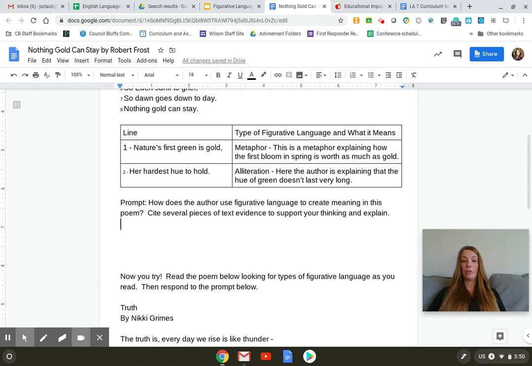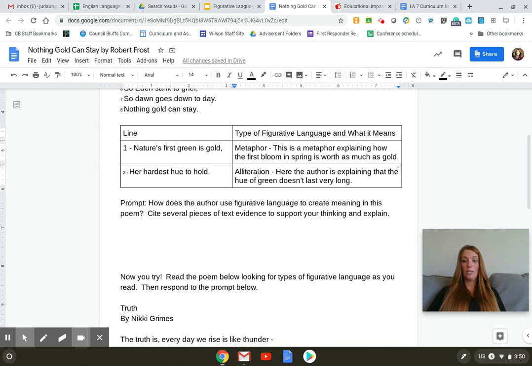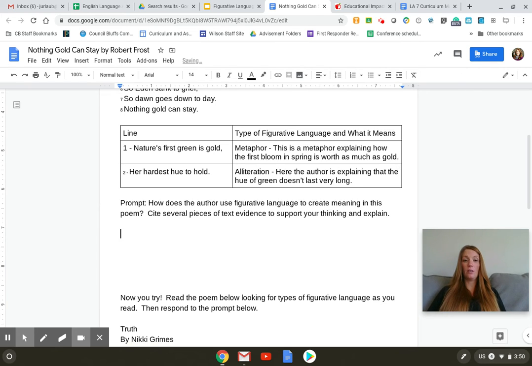How does the author use figurative language? So we have 2 types of figurative language here, metaphors and alliteration, to create meaning in this poem. Cite several pieces of evidence to support your thinking and explain. So we have 2 pieces of evidence. So what we can do is come down here and make a claim that says the author uses figurative language to create meaning in the poem by, and then you're going to answer that part.